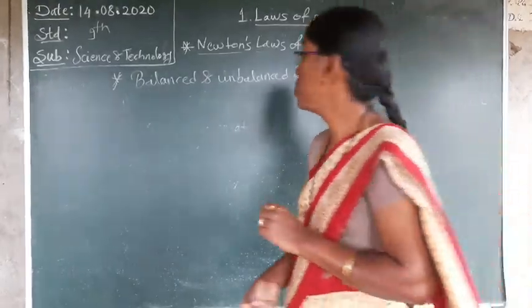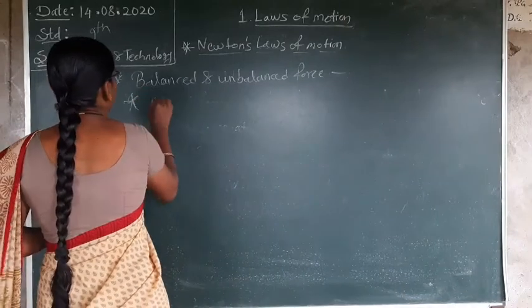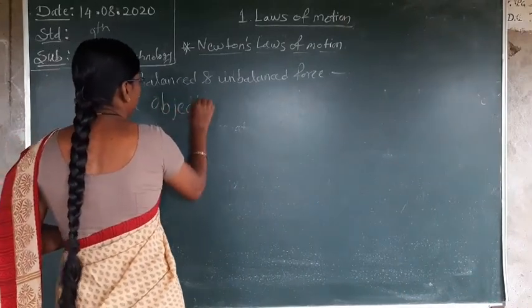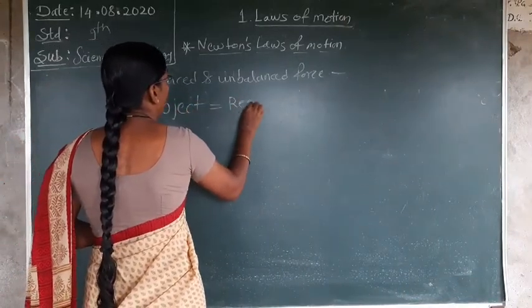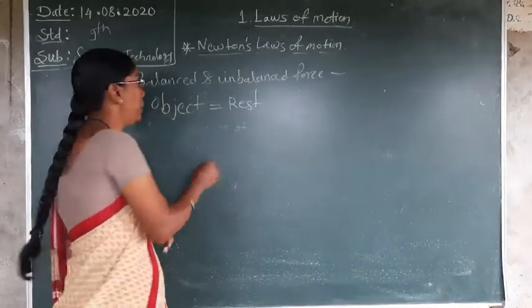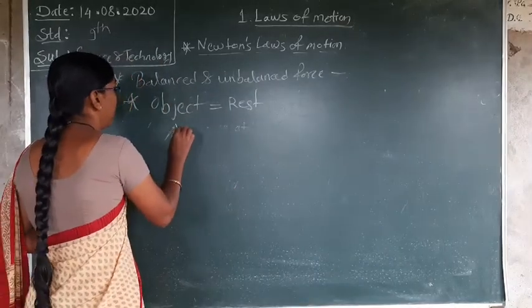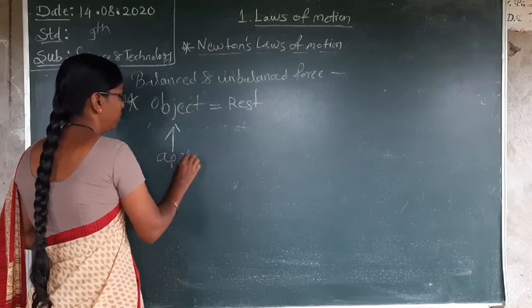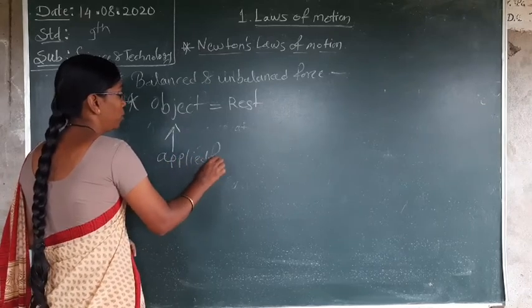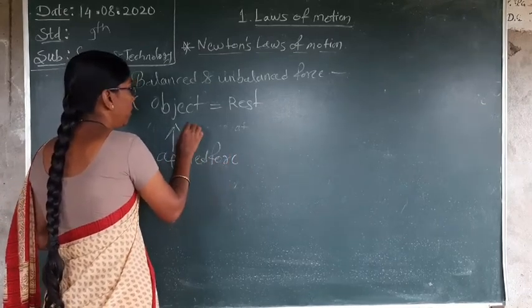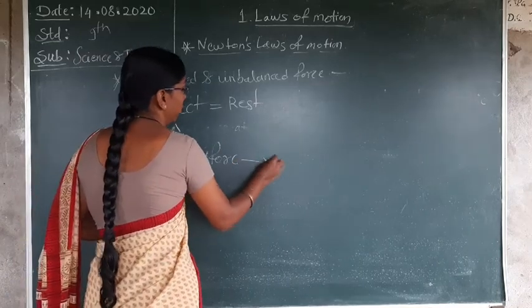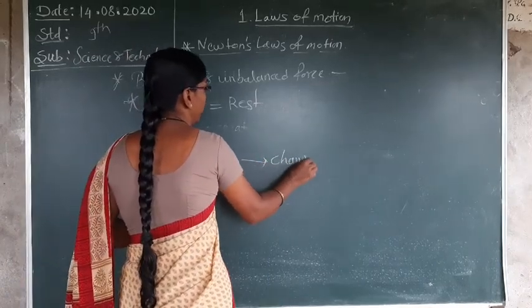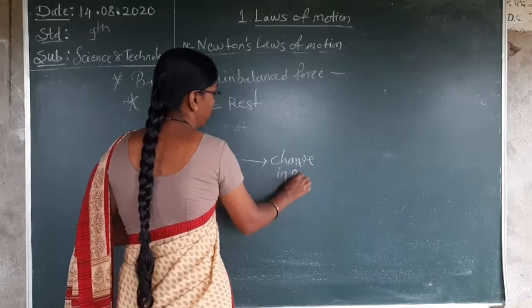Understood? What is an object in the rest position? When we apply force, then only it changes position.